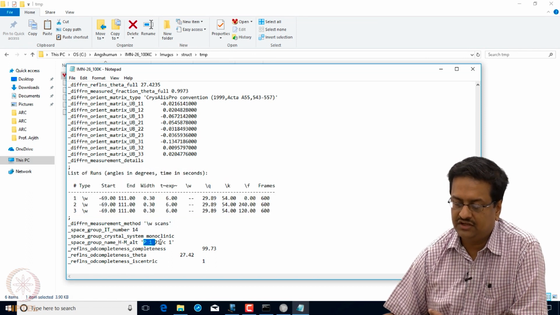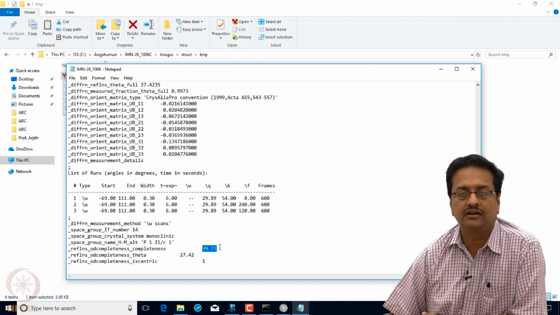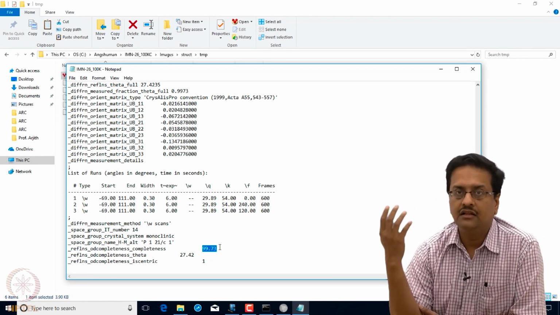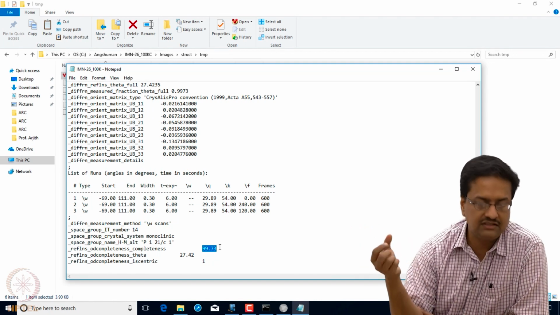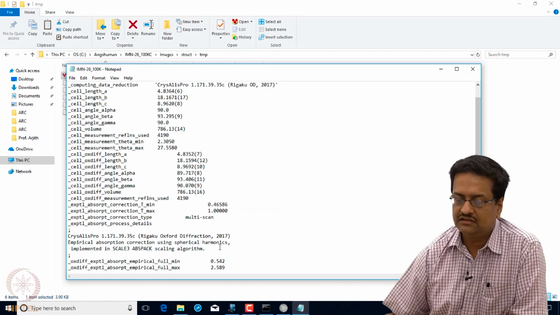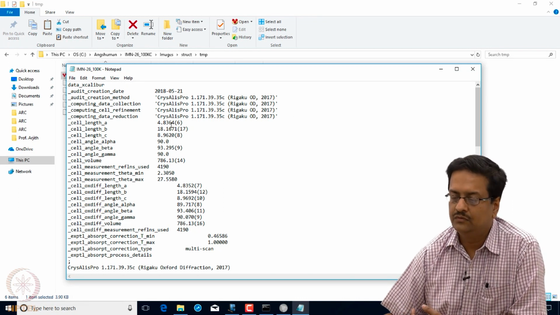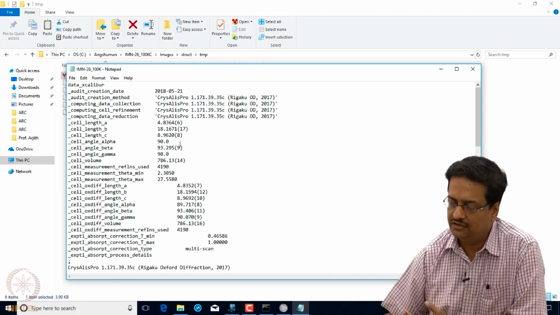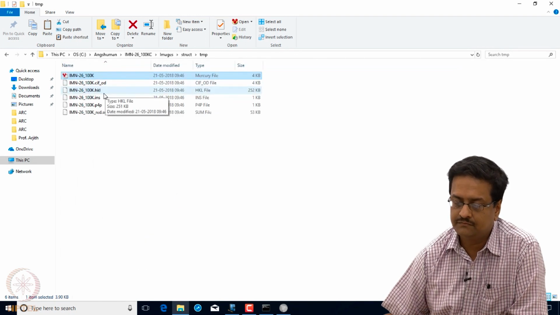We have determined the space group to be P21/c, that is number 14, and then here it shows the data completeness. That means what percentage of data has been collected with respect to the actual data that one could collect. So this is an initial crystallographic information file, or CIF file, which gives you information about the total details of the data collection and data reduction process.